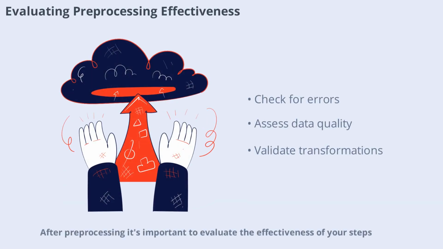After preprocessing, it's important to evaluate the effectiveness of your steps. This can involve checking for remaining errors, assessing data quality, and validating that transformations have been applied correctly. Regular evaluation ensures that your data is truly ready for analysis and helps identify areas for improvement in your workflow.